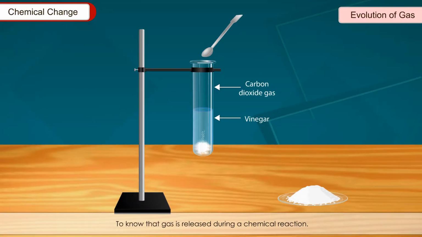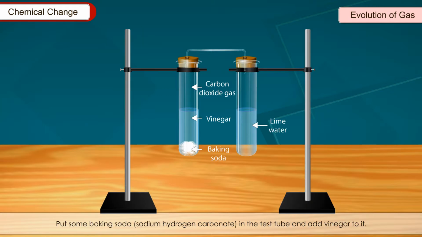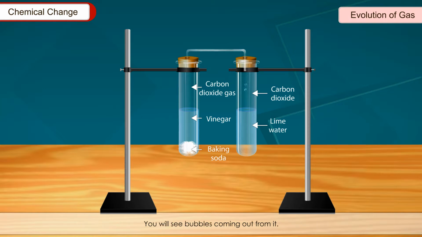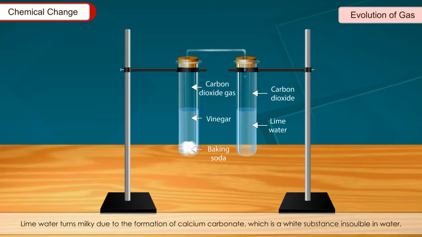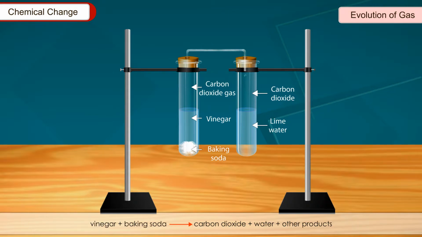To know that gas is released during a chemical reaction, put some baking soda, sodium carbonate, in a test tube and add vinegar to it. You will see bubbles coming out from it. It is carbon dioxide gas. Pass the gas through lime water. Lime water turns milky due to the formation of calcium carbonate, which is a white substance insoluble in water. Vinegar plus baking soda gives carbon dioxide plus water plus other products. Carbon dioxide plus lime water gives calcium carbonate plus water.